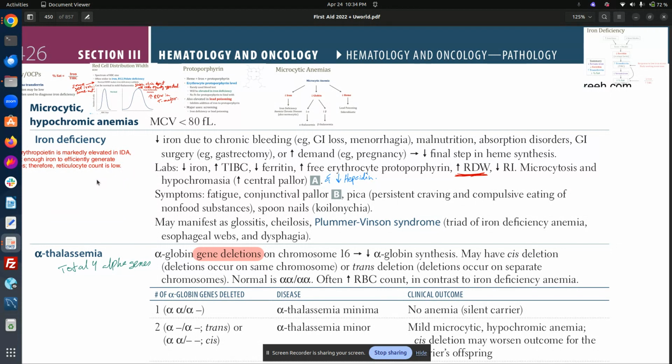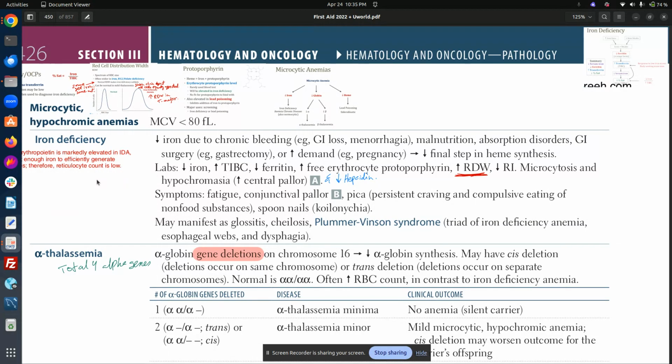So what happens when there is low iron or iron deficiency? It affects the final step in heme synthesis. The final step of heme synthesis cannot take place because of the decrease in iron. We will talk about the heme synthesis pathway, but here, what is the final step? The final step is when protoporphyrin 9 combines with iron. Within the mitochondria, when protoporphyrin 9 combines with iron, it forms heme.